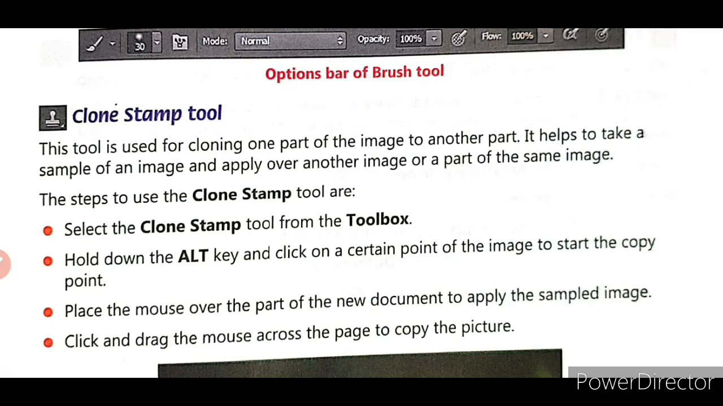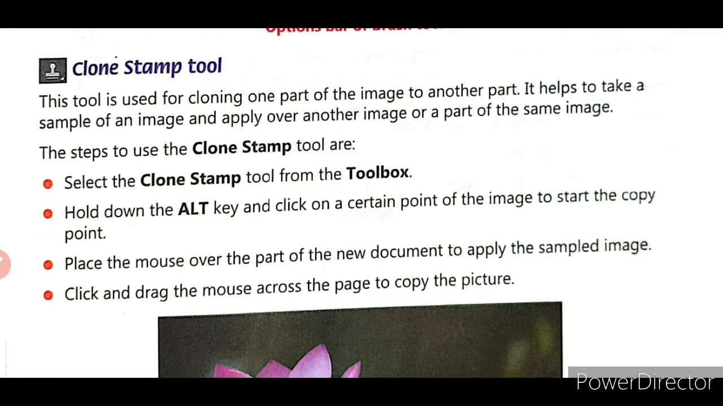It helps to take a sample of an image. We are going to take a sample of the original image and apply it over another image. The steps to use the clone stamp tool are: select the clone stamp tool from the toolbox, hold down the Alt key and click on a certain part of the image to start the copy point. Place the mouse over the part of the new document to apply the sampled image. Click and drag the mouse across the page to copy the picture.